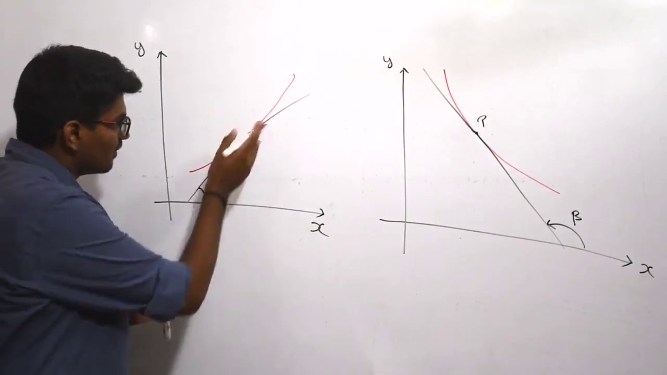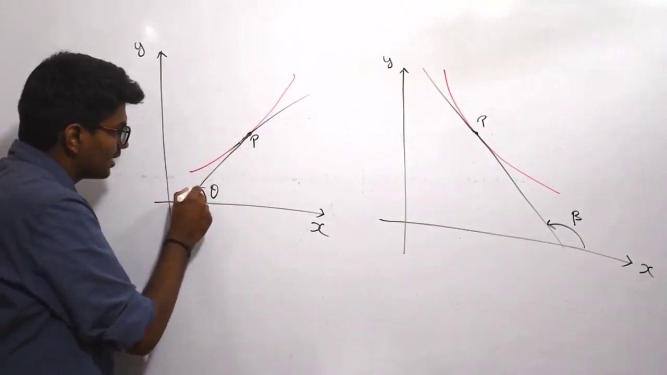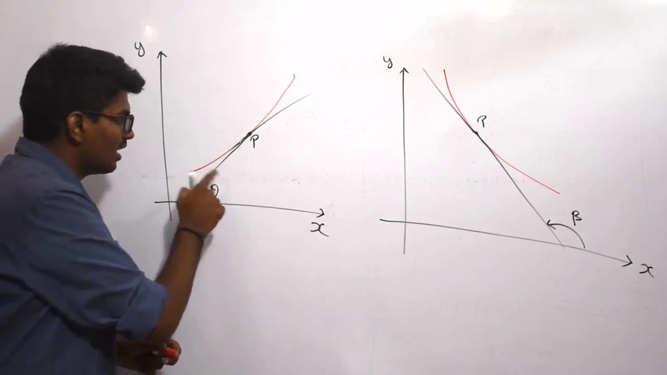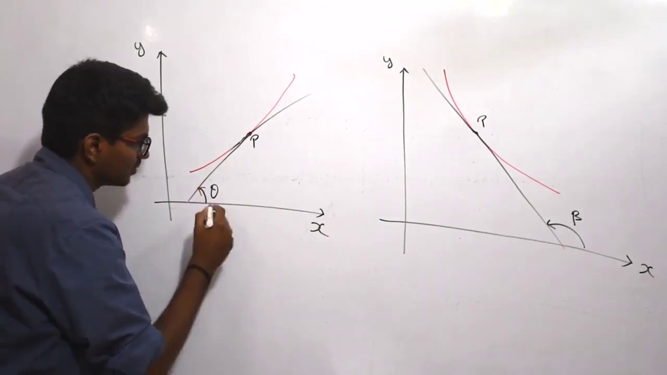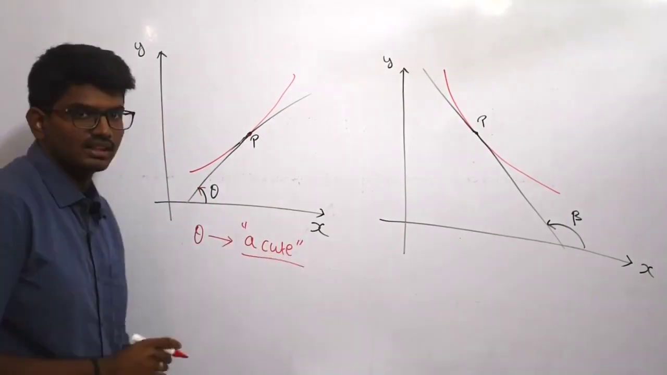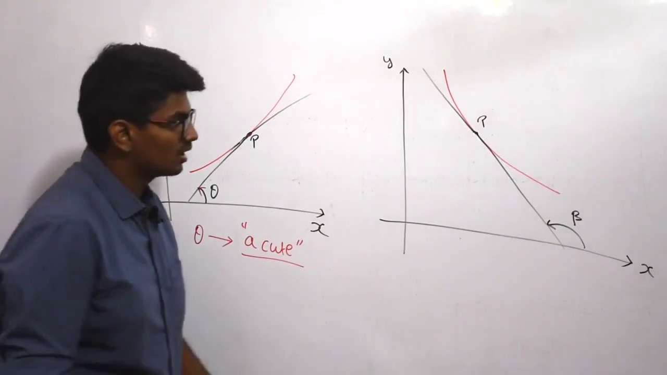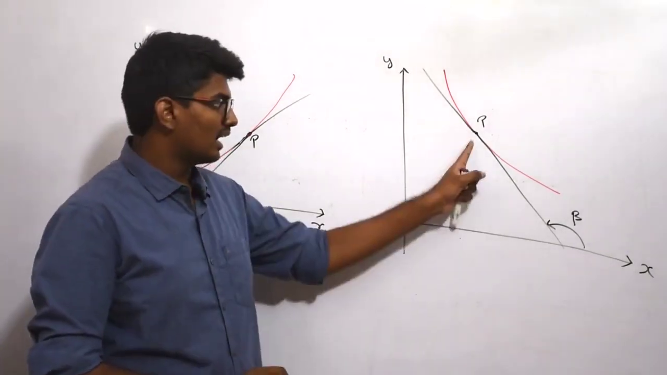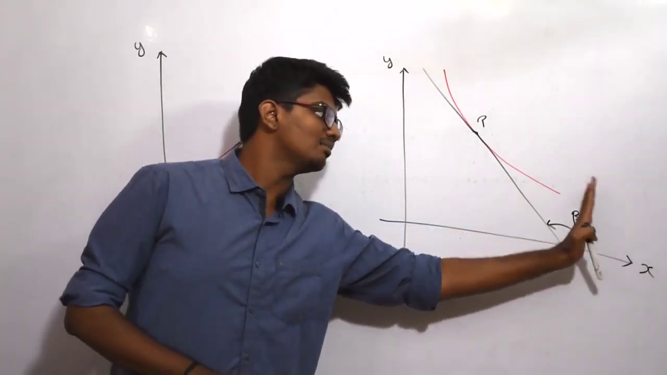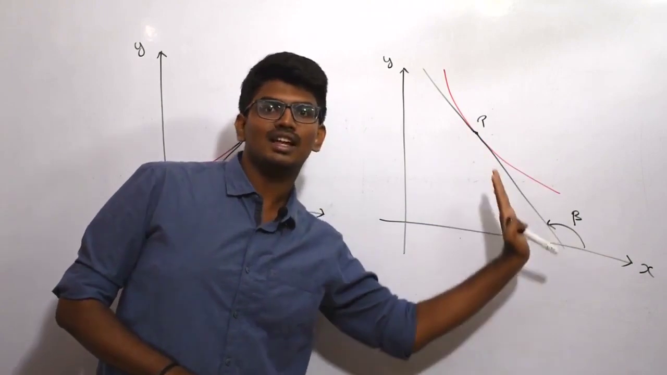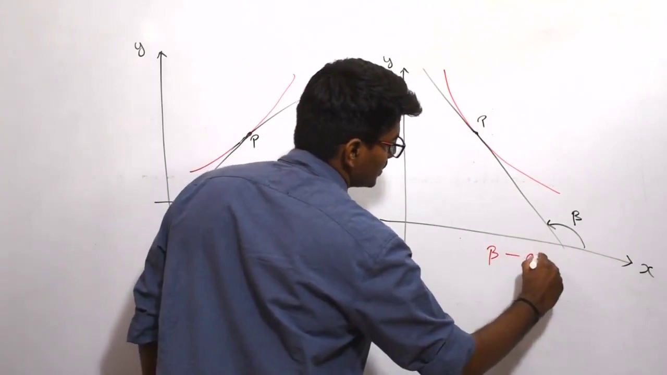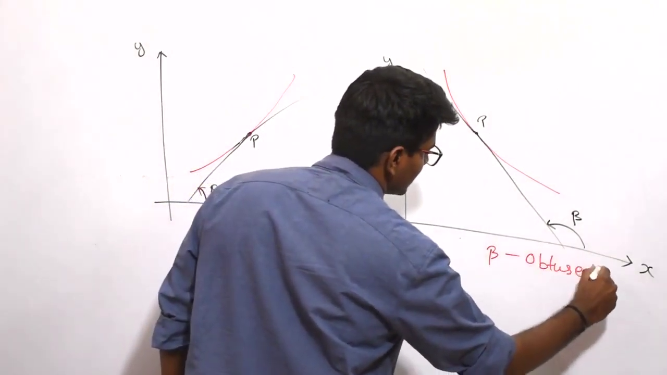What is happening? When it intersects the x-axis, the angle made with respect to the positive x-axis is theta, and we are very sure that theta here is what? Acute, right? An acute angle which is less than 90 degrees. We are very sure about that. What about this? The angle made with the positive x-axis by the tangent is beta, right? So beta is obtuse, that is, it is going to be greater than 90 degrees.